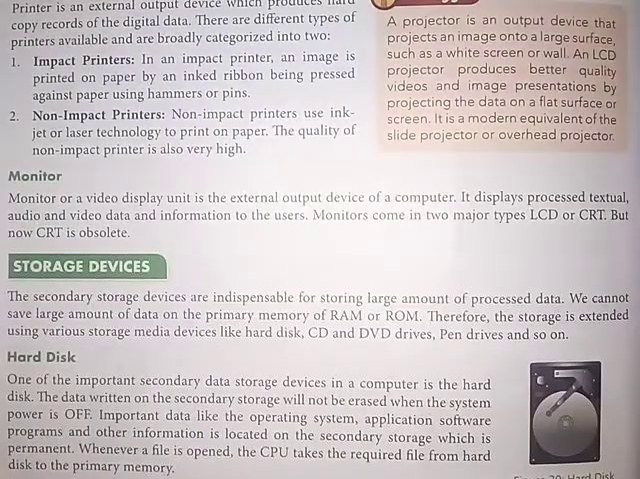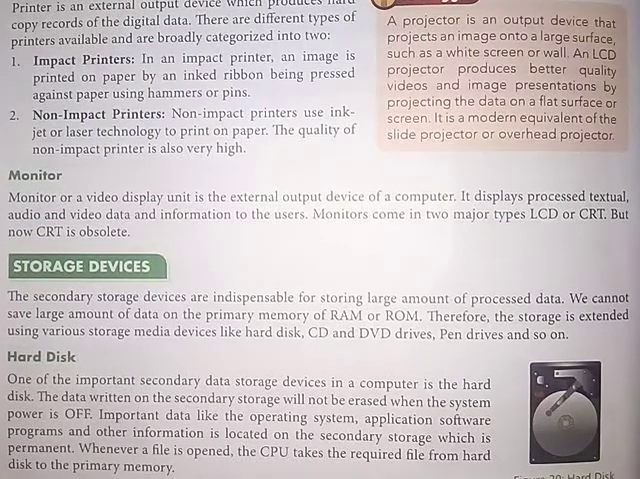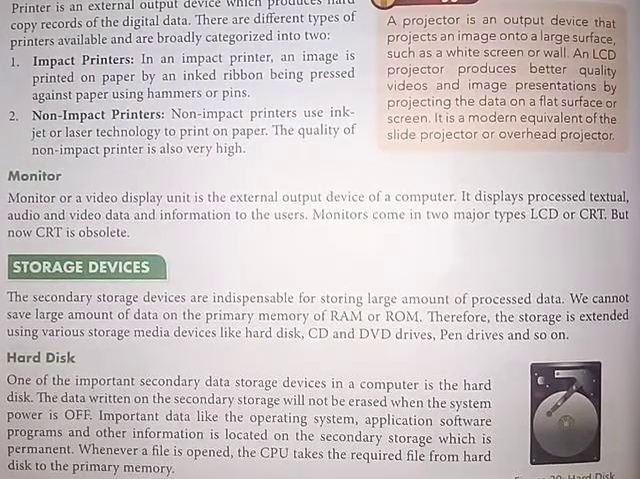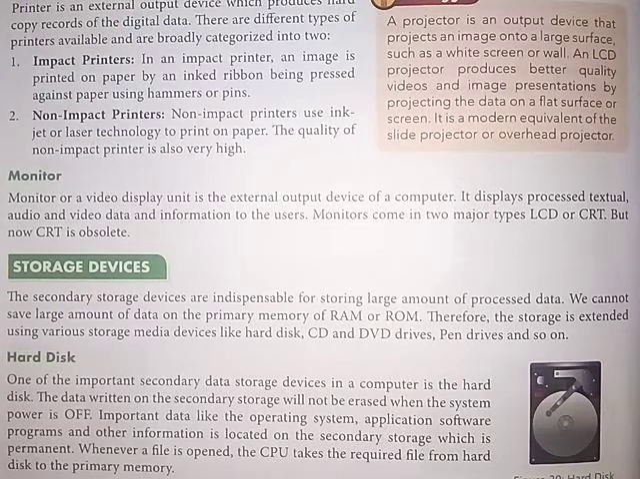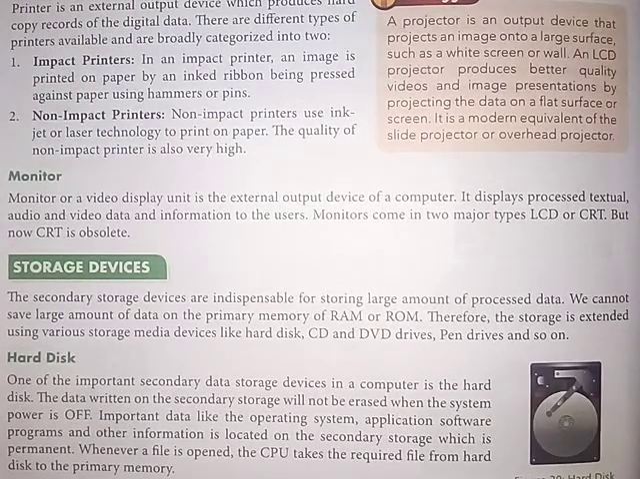Storage devices. The secondary storage devices are indispensable for storing large amount of processed data. We cannot save large amount of data on the primary memory of RAM or ROM. Therefore, the storage is extended using various storage media devices like hard disk, CD and DVD drives, pen drives and so on. Hard disk. One of the most important secondary data storage devices in a computer is the hard disk.